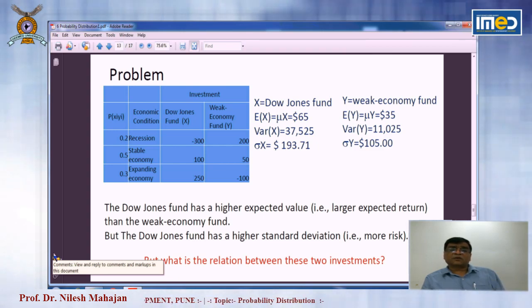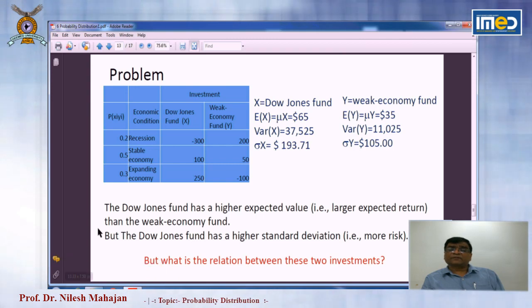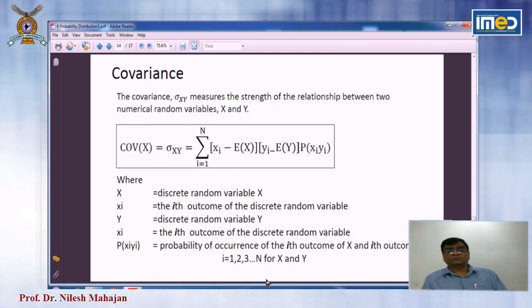Now here I again take a second example, the investment example. You can solve this; the economic conditions are given, and you can calculate the values. My question in this example is: what is the relation between the two investments? Because the investment data is given, you calculate and find the values.